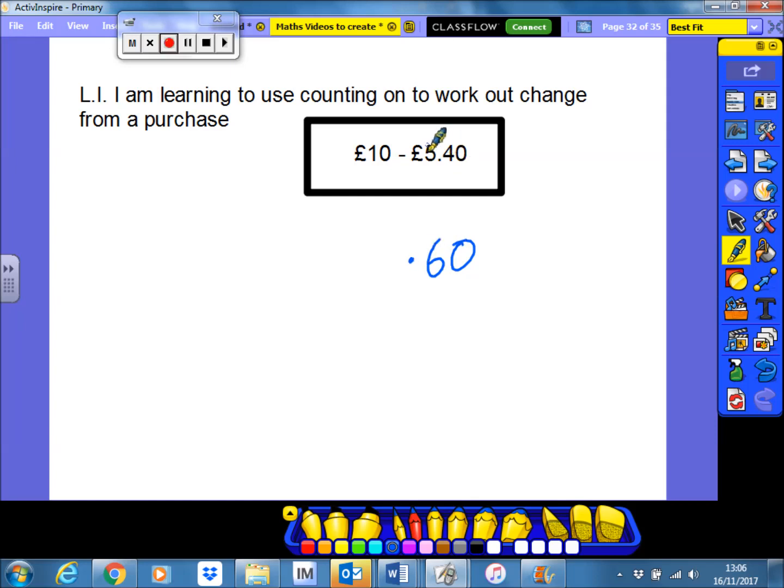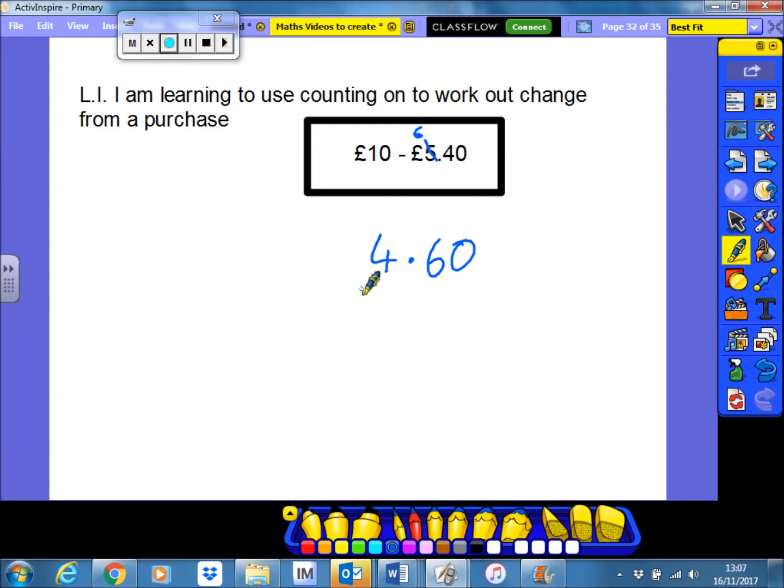But that means that this £5 isn't a £5 anymore. It's now £6. So I'm now at £6. I've had £5.40, I've added on 60p, I'm now at £6. So now, from £6, how much do I need to add on to get to a tenner? Well, the answer is £4.